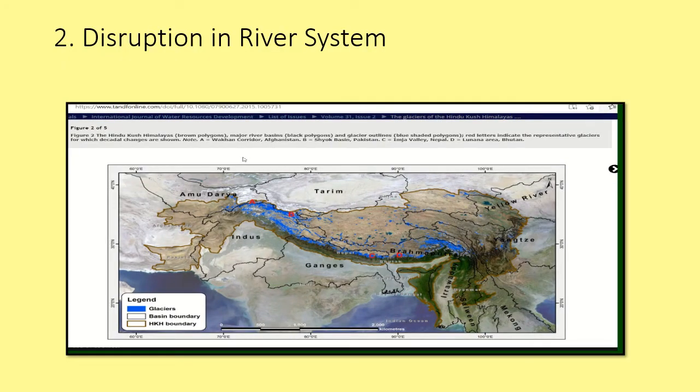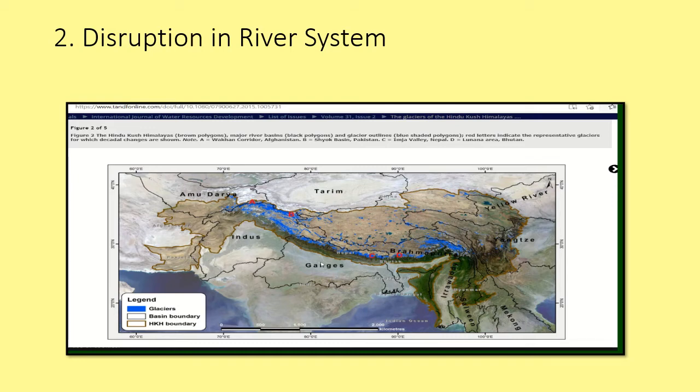Outside of the poles, the Hindu Kush and Himalayan mountain system stores the maximum volume of fresh water in the form of ice or glacier, and those glaciers supply the water of lots of river basins. It includes the western part of Afghanistan, the Amu Darya Basin. This is the Amu Darya Basin. In Pakistan, it is the Indus Basin and the Sayak Basin.